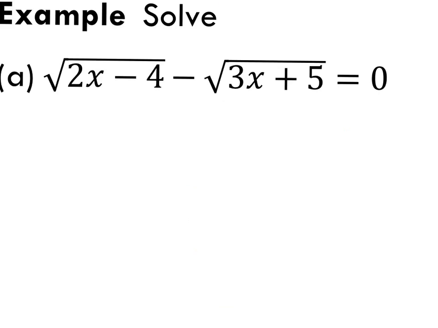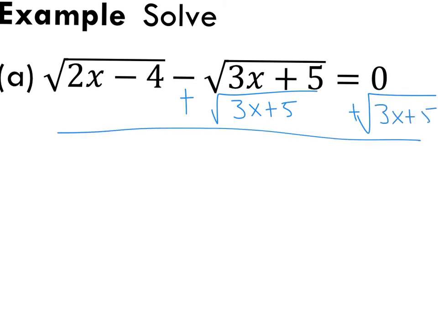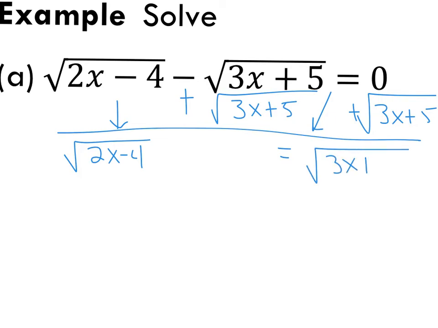Okay, so if we look at this next problem, what I would recommend you do is isolate the more complex radical. So essentially you want to have a radical on either side of the equal sign. So I would add the square root of 3x plus 5 to both sides. Okay, so we'll drop down the square root of 2x minus 4. We'll drop down our equal sign, and we'll have the square root of 3x plus 5.